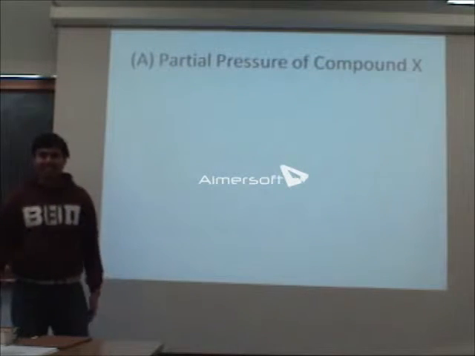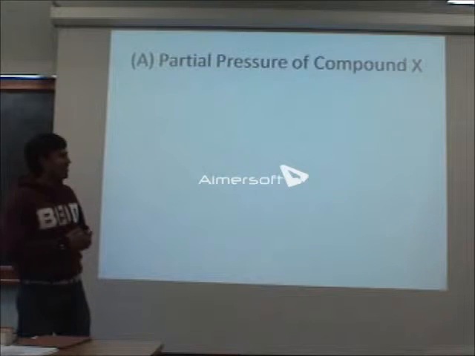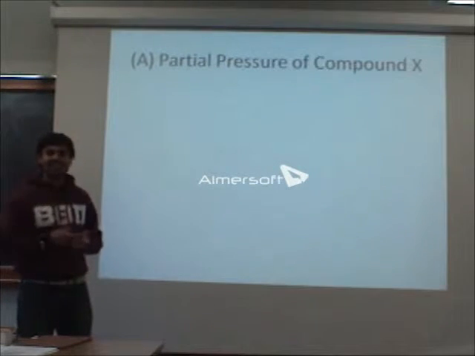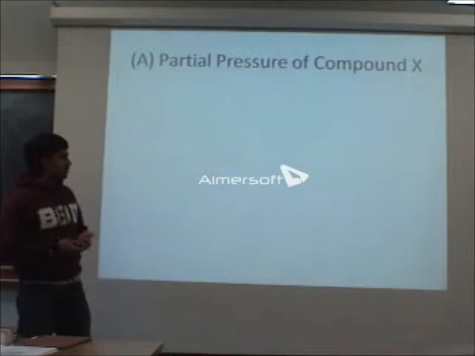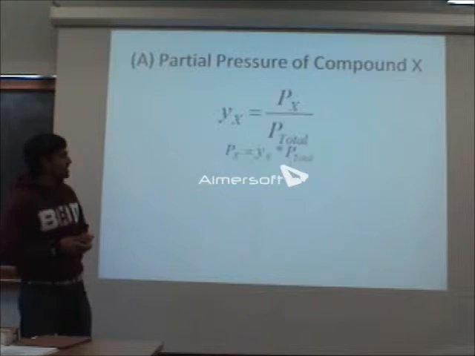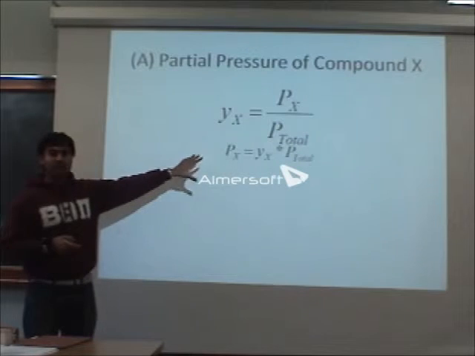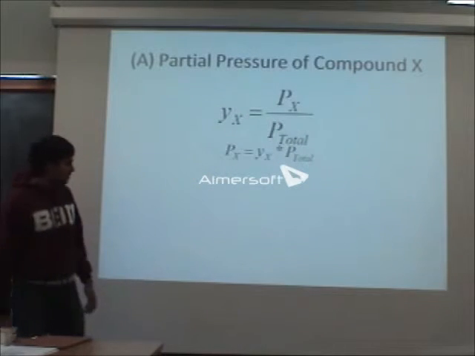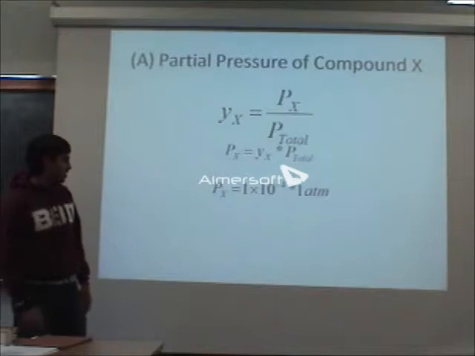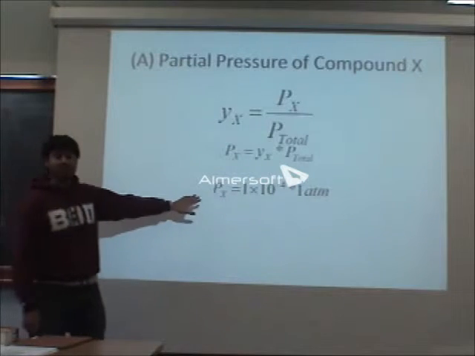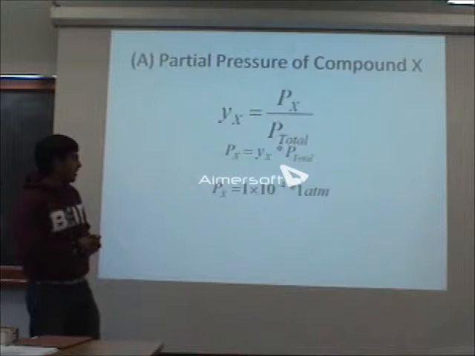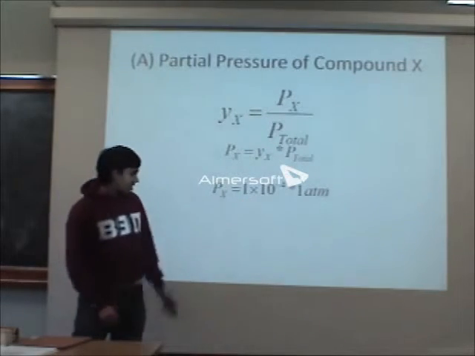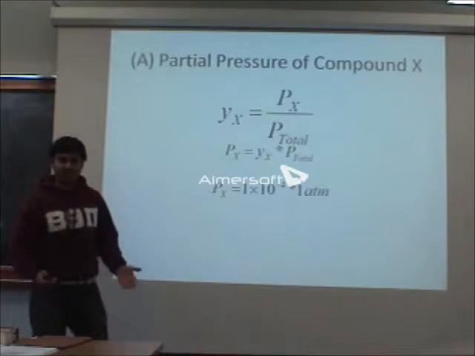So what relationship are we going to use? The partial pressure of compound X is going to be mole fraction times the total pressure. And it's that relationship that we use from our ideal gas approximation. And we can plug and chug, and we find that the partial pressure of X for 100 parts per million, the concentration of X is 1 times 10 to the -4 ATMs.